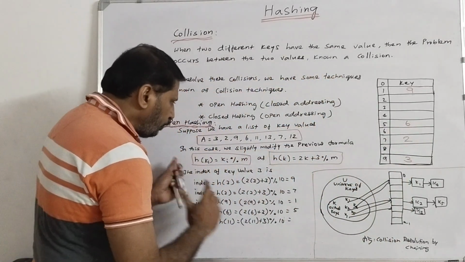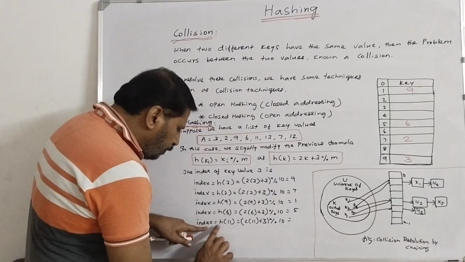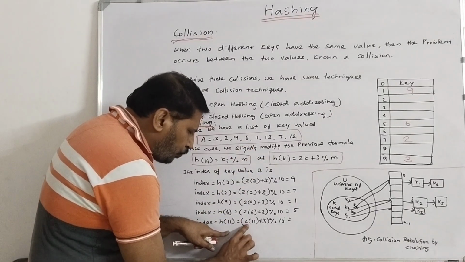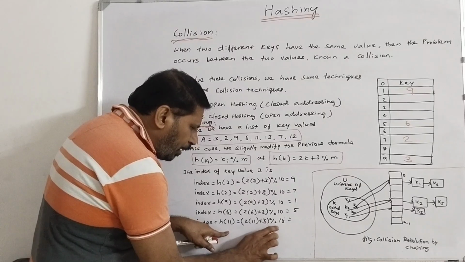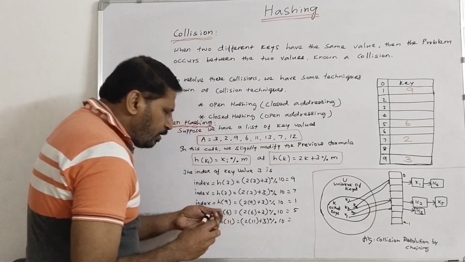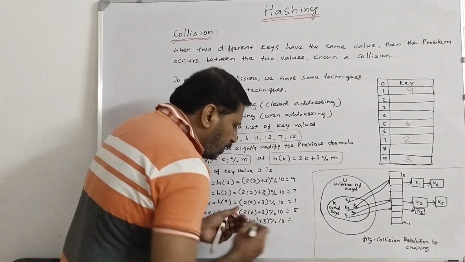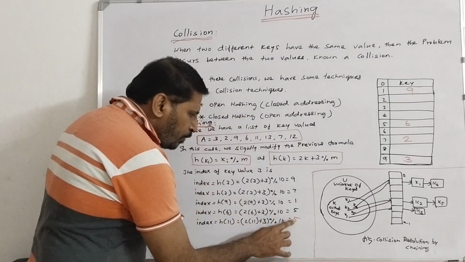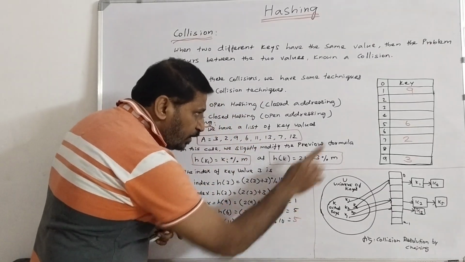Okay. Then once again we take the next number, 11. 2 into 11 is 22, plus 3 is 25, modulo 10. What is the value here? The value is 5. What problem occurs here? Index 5 is already filled.